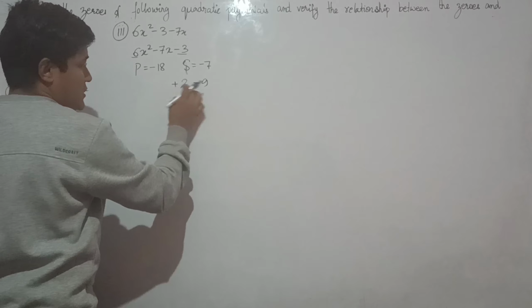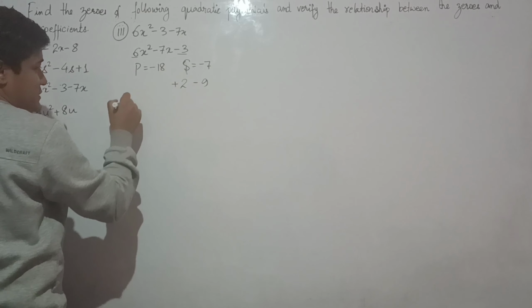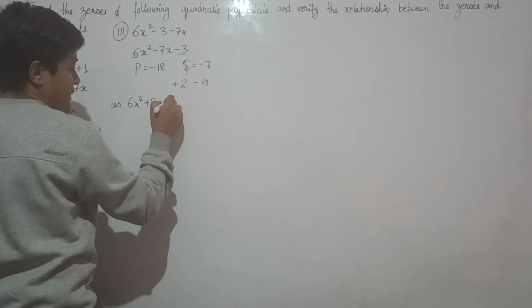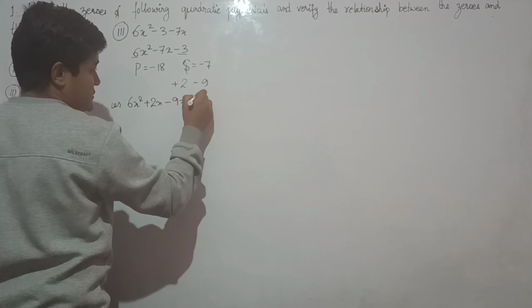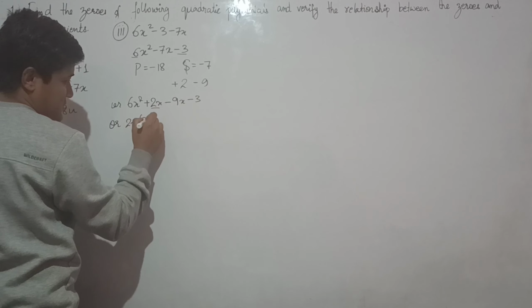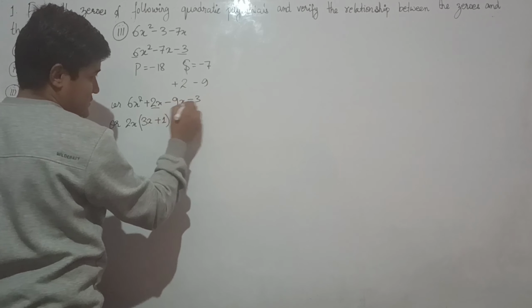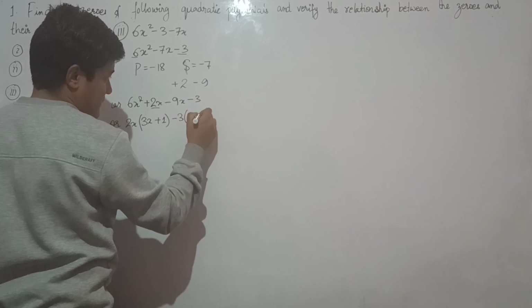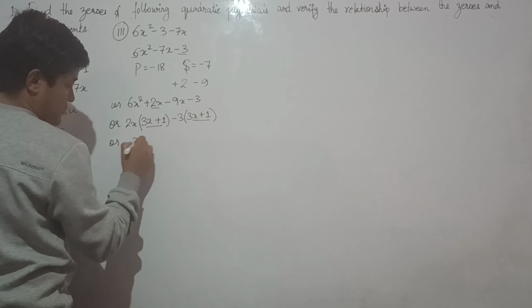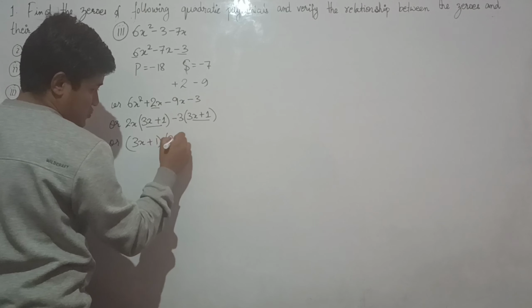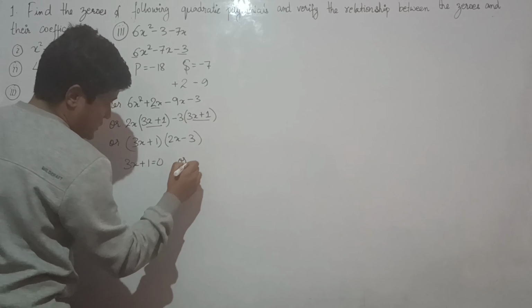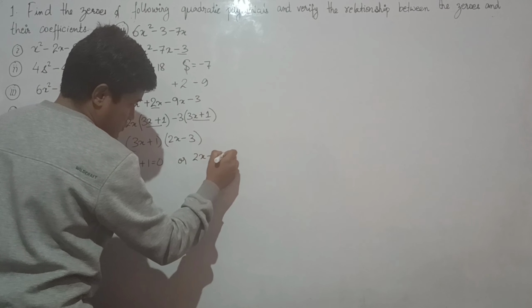So 6x square minus 9x plus 2x minus 3. Again, taking common, 3x from the first two terms, we get 2x minus 3 and 3x plus 1, so taking common 2x minus 3, 3x plus 1 equals to 0 or 2x minus 3 equals to 0.